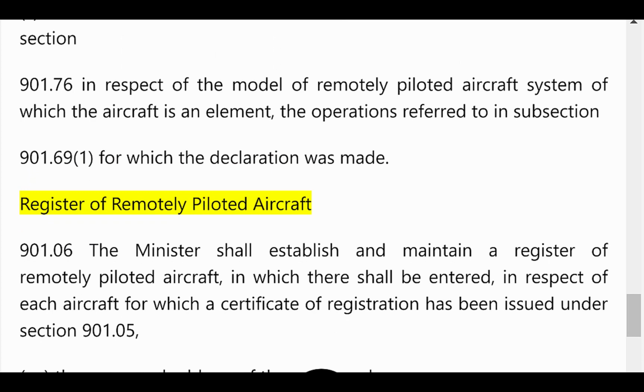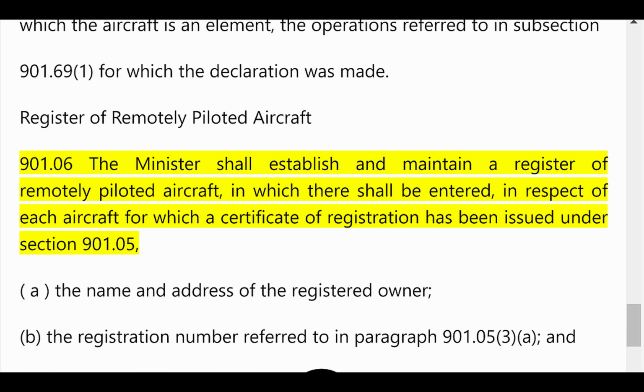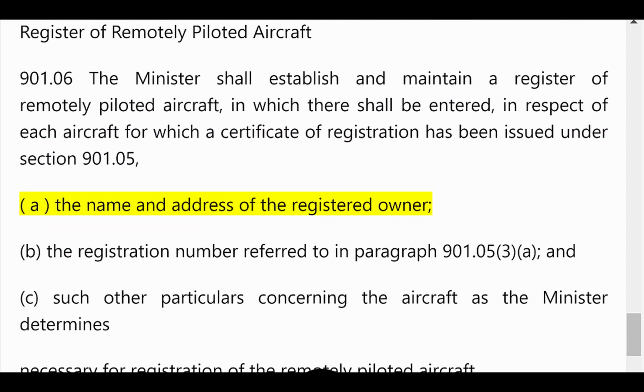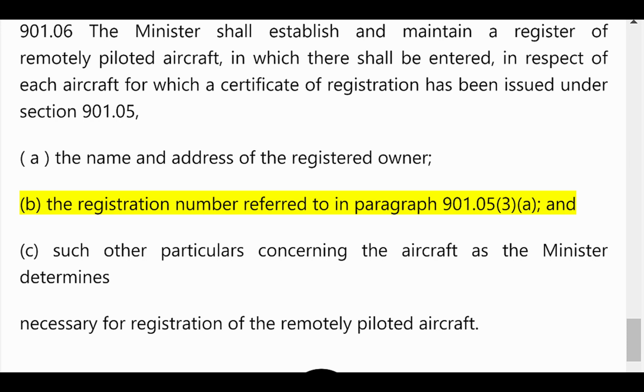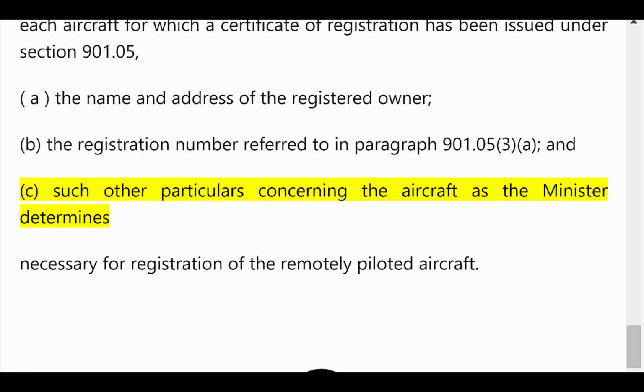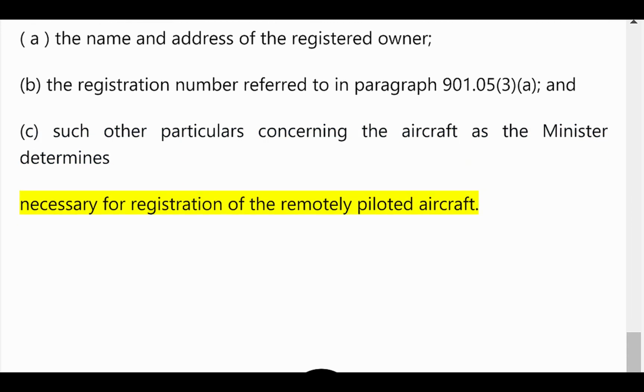Register of remotely piloted aircraft. 901.06 The Minister shall establish and maintain a register of remotely piloted aircraft, in which there shall be entered, in respect of each aircraft for which a certificate of registration has been issued under Section 901.05: A. The name and address of the registered owner. B. The registration number referred to in paragraph 901.05(3), and C. Such other particulars concerning the aircraft as the Minister determines necessary for registration of the remotely piloted aircraft.